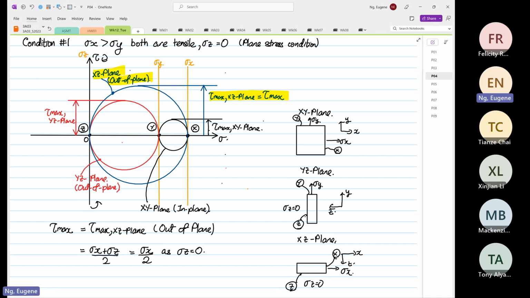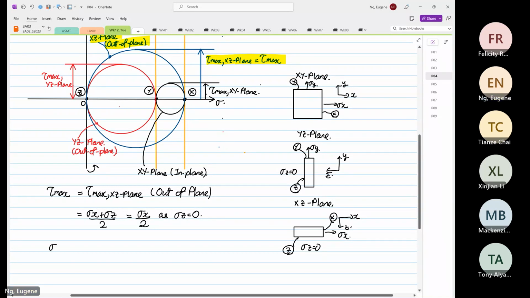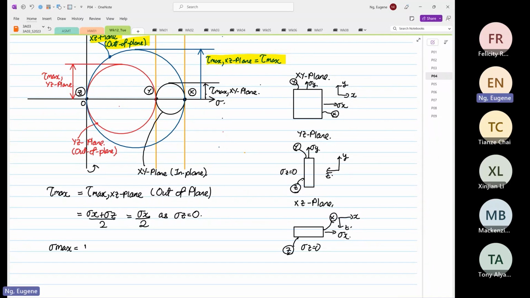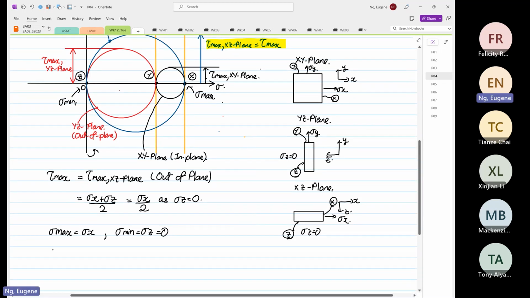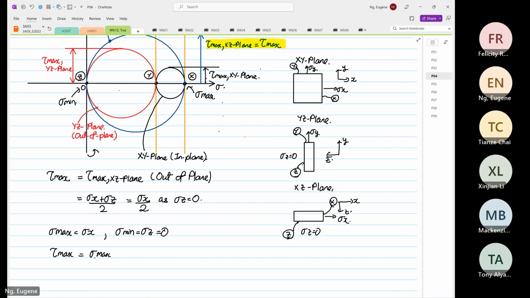So if we address stress max as equal to stress X, and stress mean as equal to stress Z, which is equal to 0. So now if we label this point over here as stress max, and this point over here as stress mean, then the formula becomes tau max equal to stress max divided by 2. And this is for condition number 1.